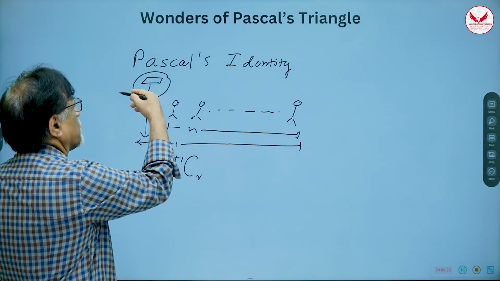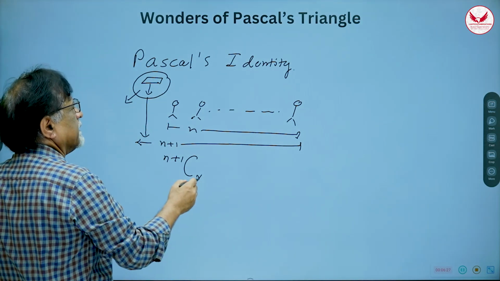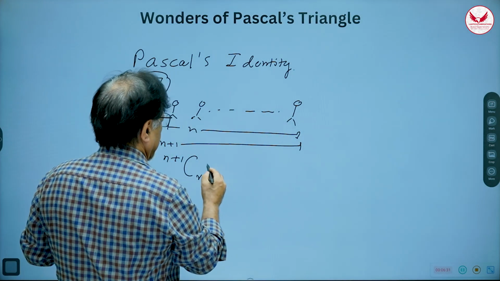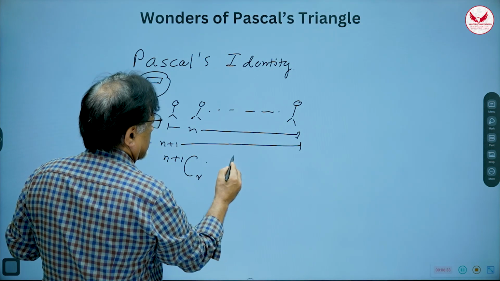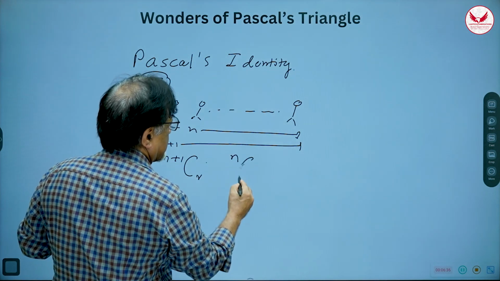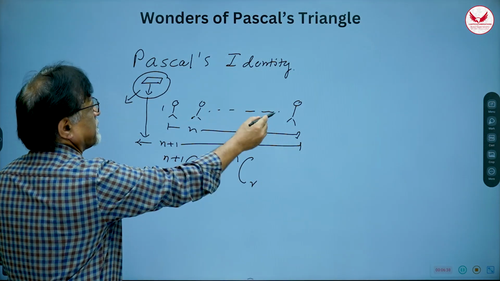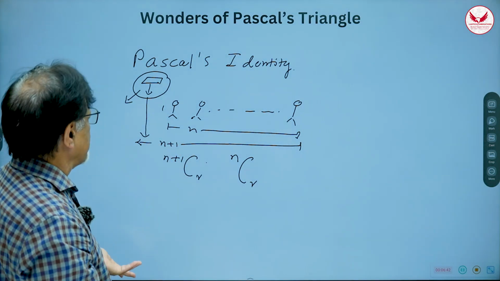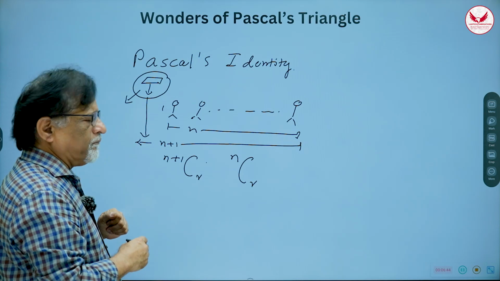So now suppose I want to exclude this fellow. That means I will have to select all r objects from these n only. So that will be equal to nCr, because there are n persons and I am selecting r. How many ways can I do it? nCr ways, very simple, and I am not including this fellow.